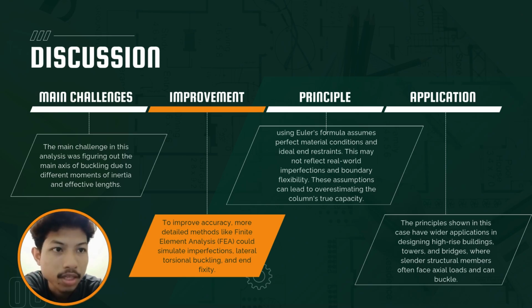Next part is principle. For the case study, the Euler formula assumes perfect material conditions and ideal end restraint. This may not reflect real-world imperfections and boundary flexibility. This assumption also can lead to overestimating the column's true capacity.